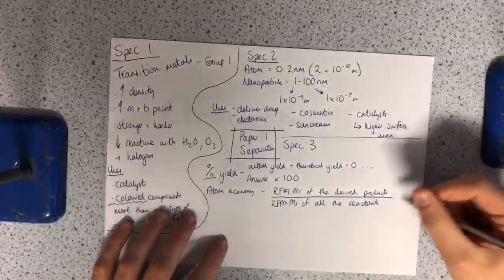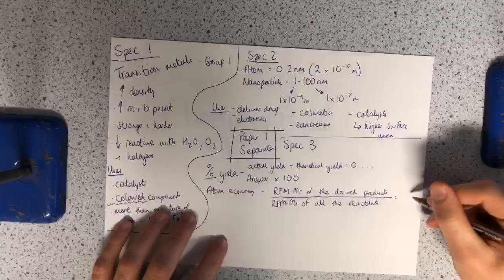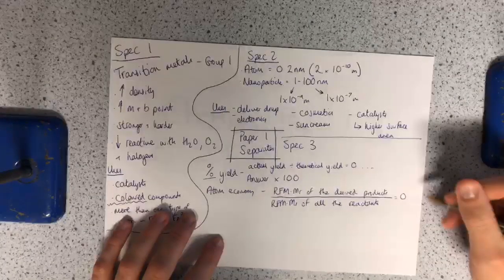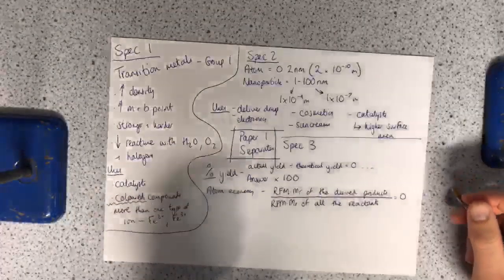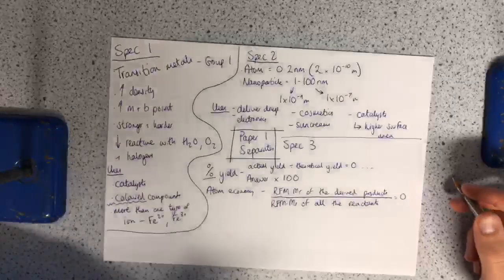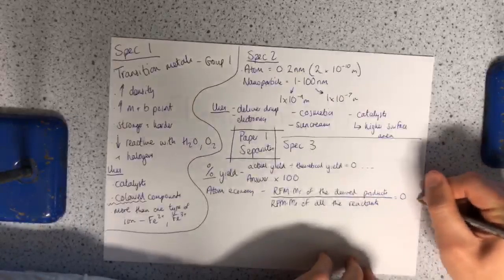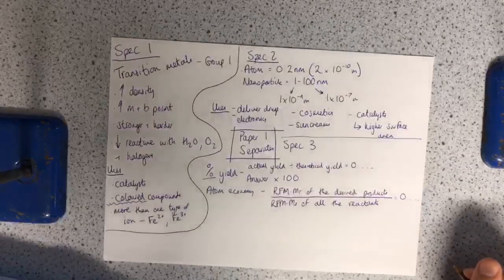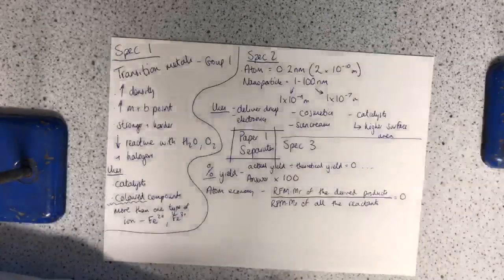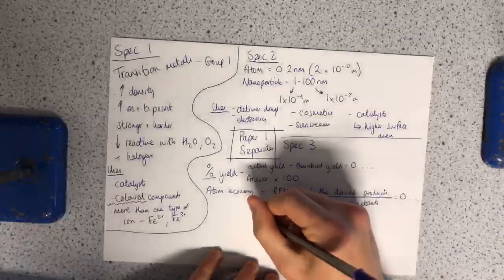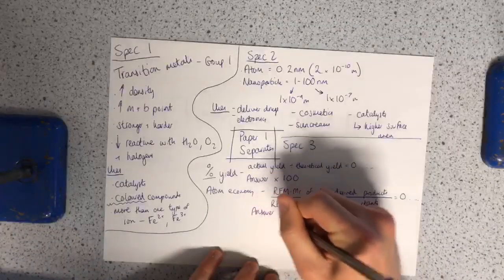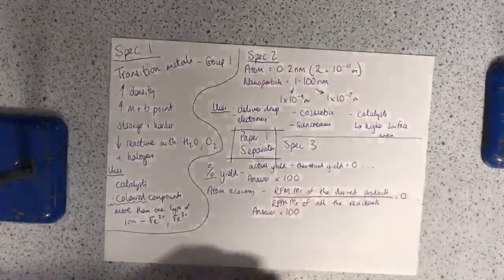That again will generate a number which could be one, because there might only be one product. It's more likely that it's going to give you a number less than 1, so 0 point something. So it's going to be 1 or less. And again, with that one, you take your answer and you times it by 100.